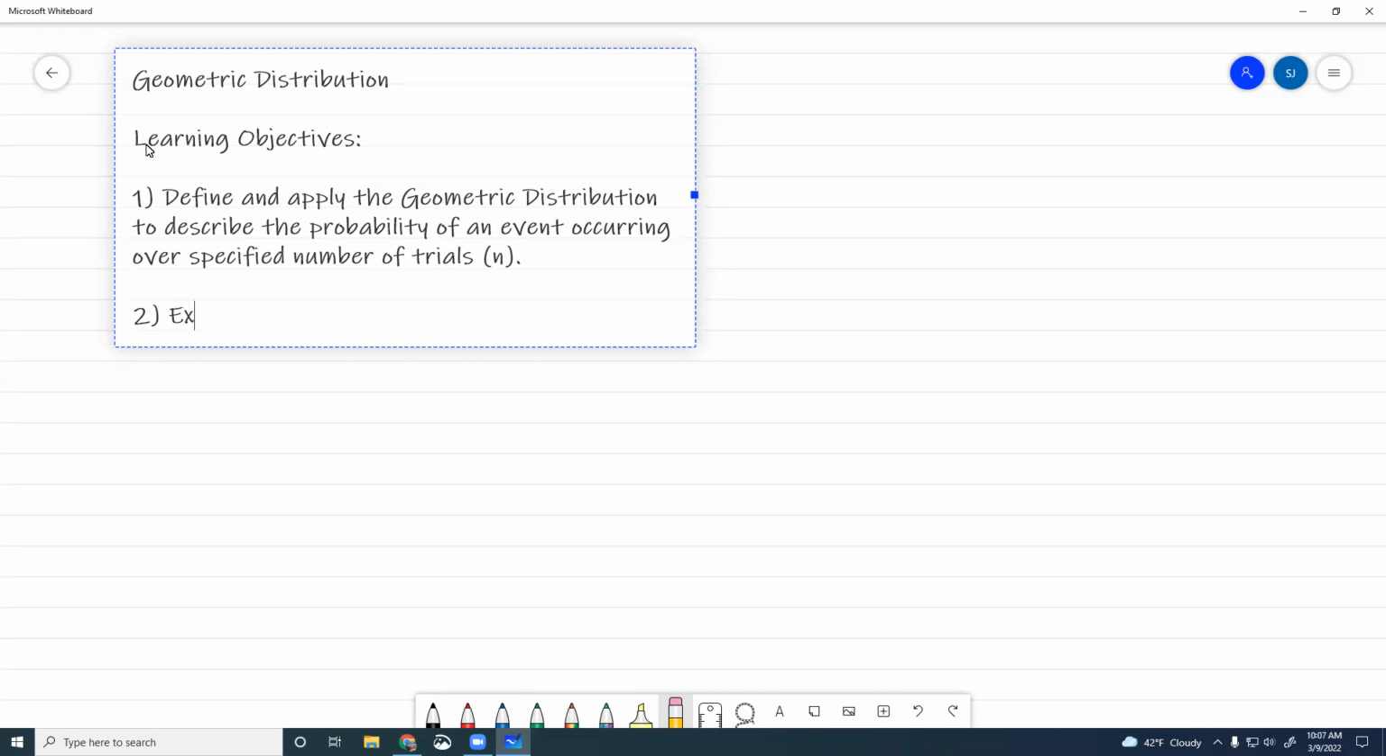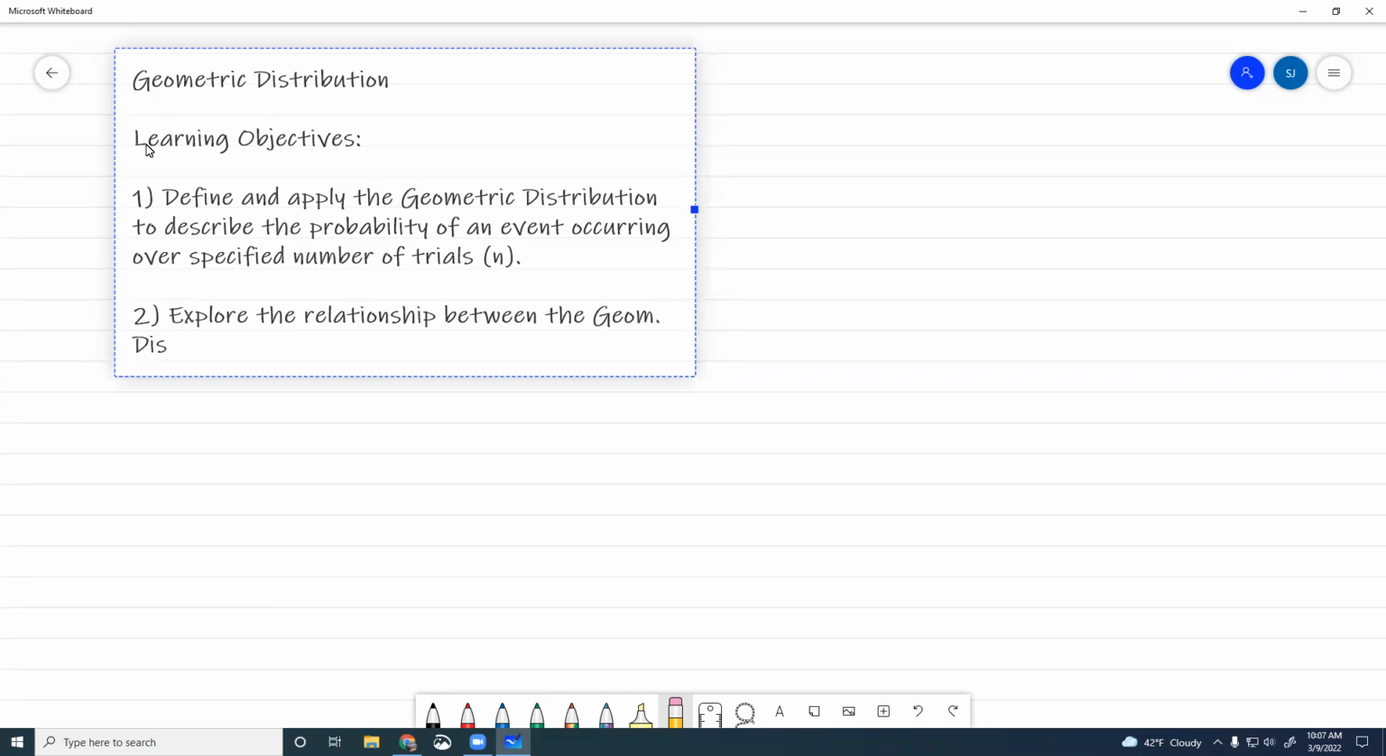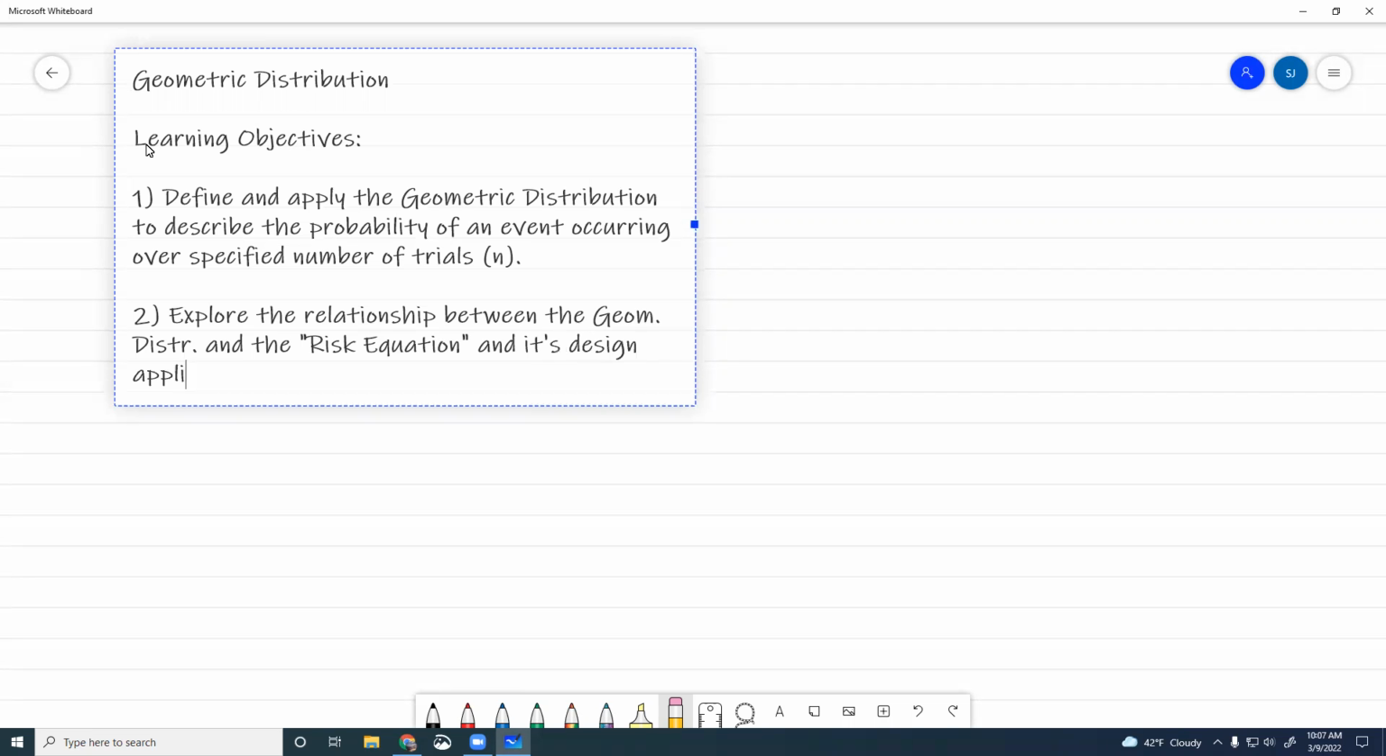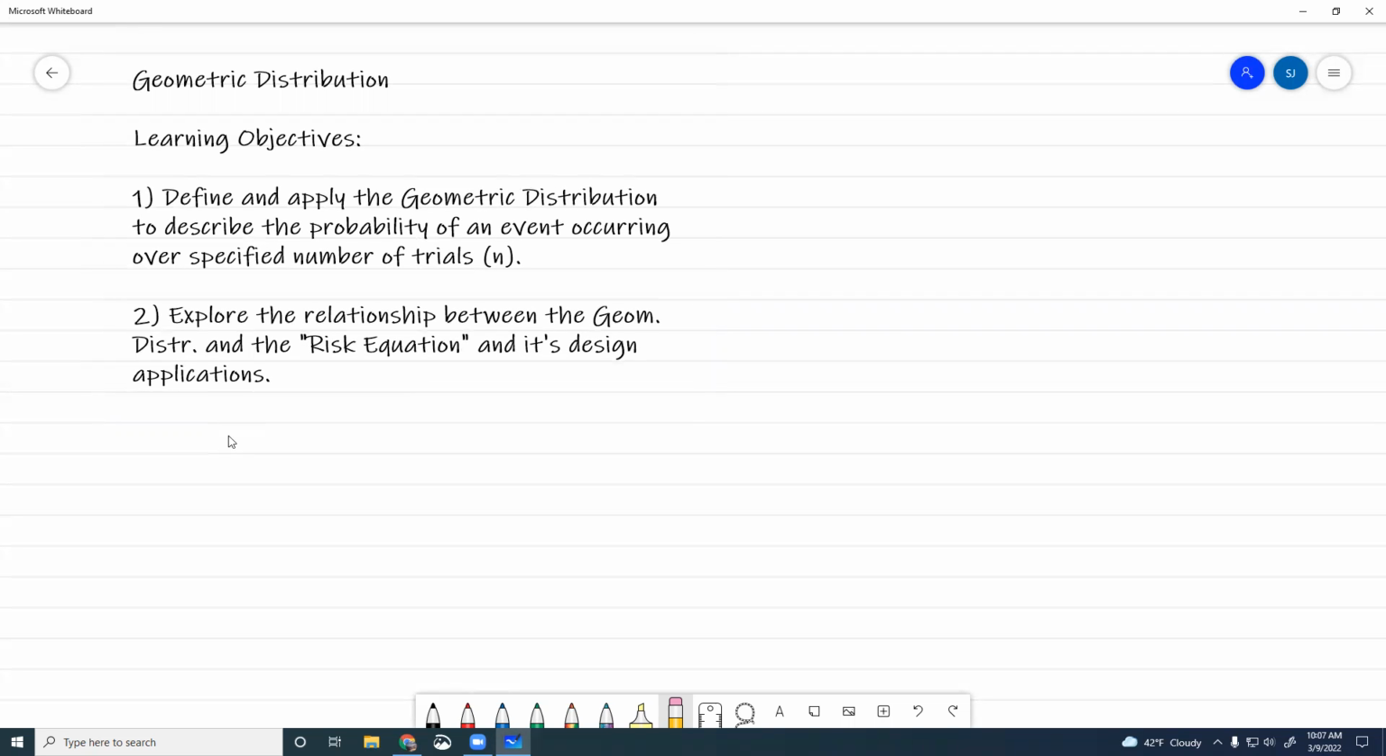And then secondly, we're going to explore the relationship between the geometric distribution and the risk equation. We might not get to this until Friday. And its design applications. There's also a little bit of a relationship with the Bernoulli, and we'll discuss that because this essentially comes from the Bernoulli distribution, but it's a little bit different.